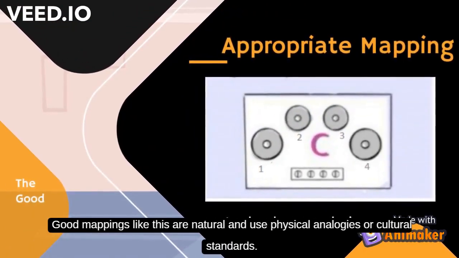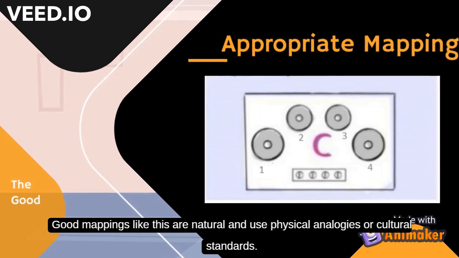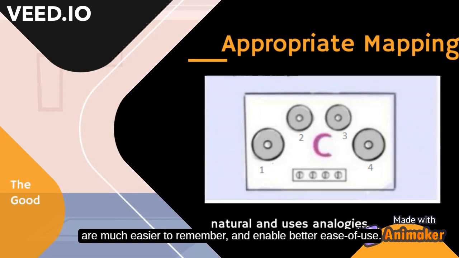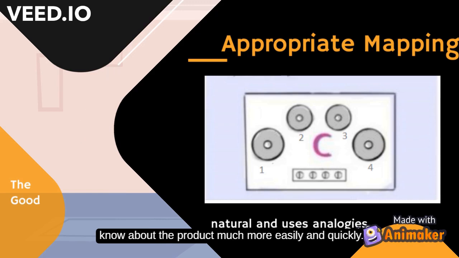Good mappings like this are natural and use physical analogies or cultural standards. As a result, they are understood immediately, are much easier to remember, and enable better ease of use. A product having good mapping helps the inexperienced user to know about the product much more easily and quickly.